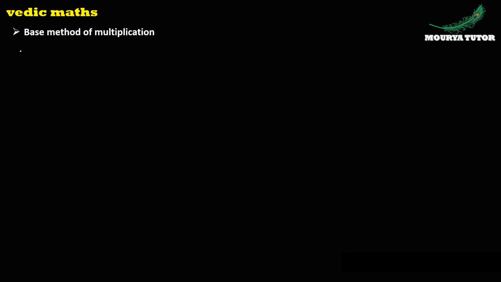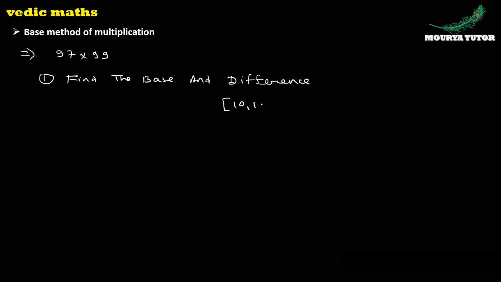Now let's suppose you are given to multiply 97 and 99. So how will you do it using the base method of multiplication? In the first step we need to find the base and difference. So what is the base for these two numbers? You need to find the base from this list.